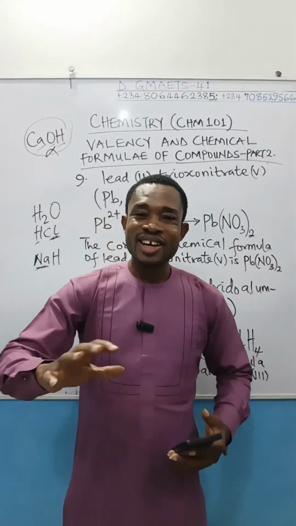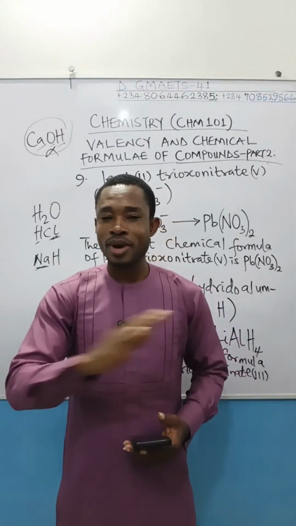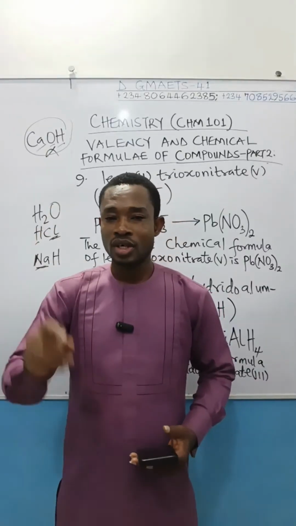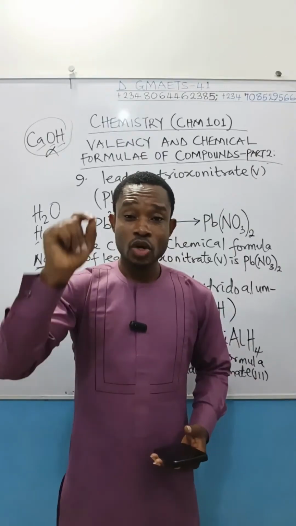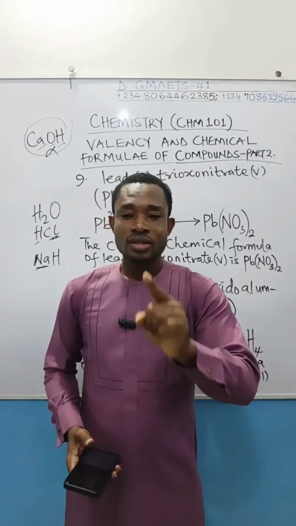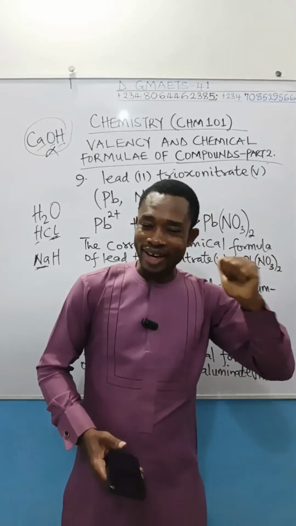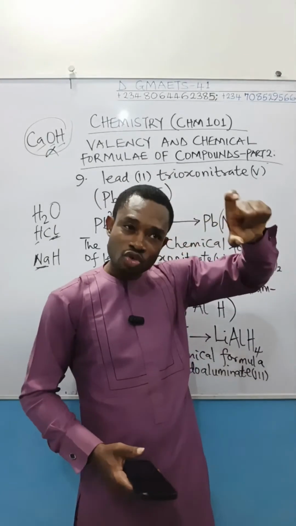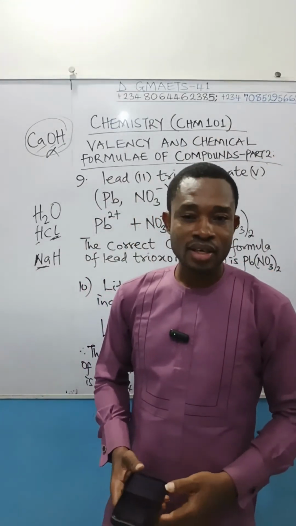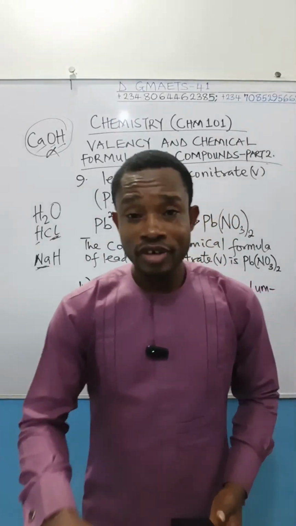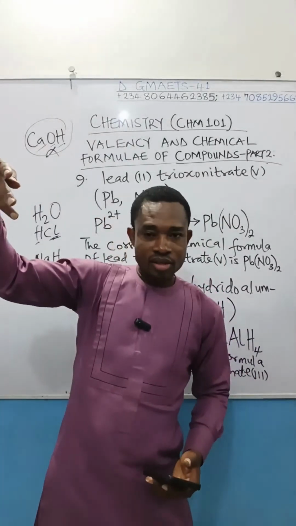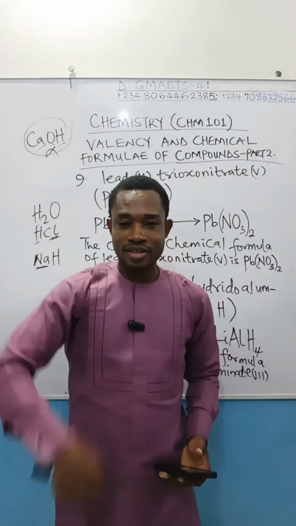The knowledge you've garnered so far is sufficient for you to be able to write the correct chemical formula of any other compound mentioned. The secret to this is simply your valency. And how do you get to understand your valency? Simply trace it back and start from atomic structure that will help you get to understand what we mean by valence electron. We've covered all of these in previous classes.